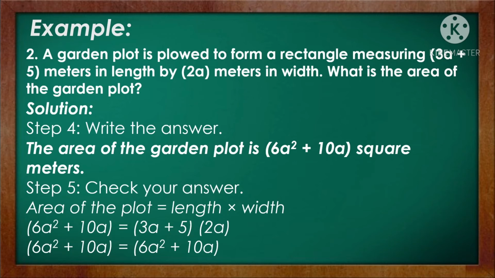Area of the plot is equal to length times width. Substituting the values, we have 6a squared plus 10a is equal to quantity 3a plus 5 times 2a. Simplifying the right side of the equation, we will get 6a squared plus 10a is equal to 6a squared plus 10a. Since the two sides of the equation are equal, it means that the answer is correct.